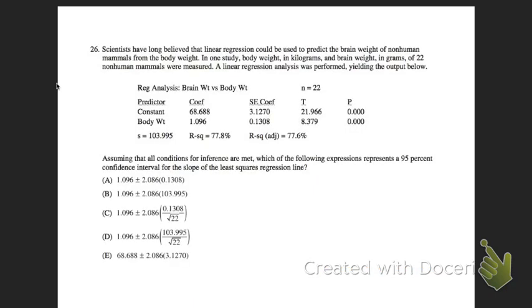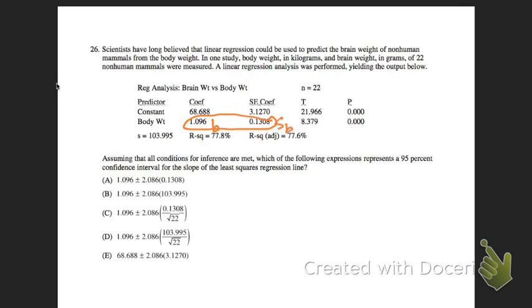Okay. Next one. This one we just talked about in Unit 15: the confidence interval formula. Does anyone remember it for bivariate or for computer output data? You use these numbers, remember? What is this number, the 1.096? It's the slope. And what's the number next to it?